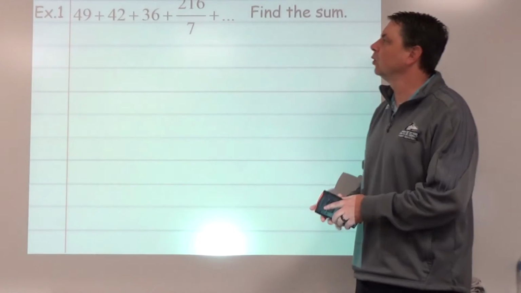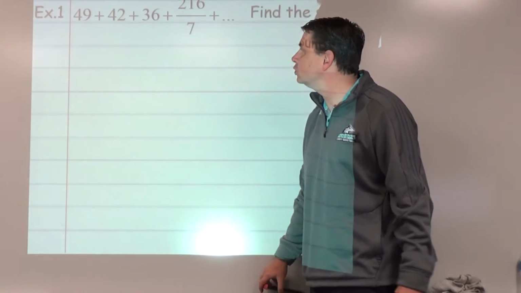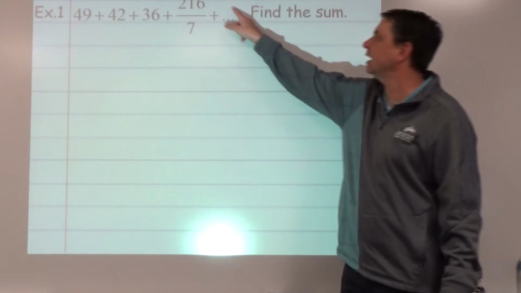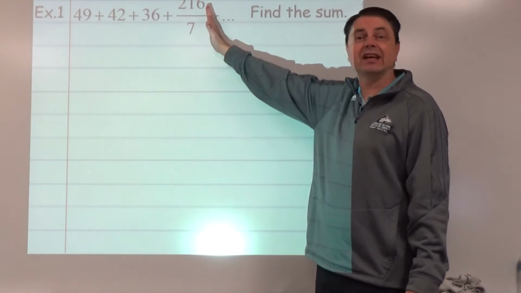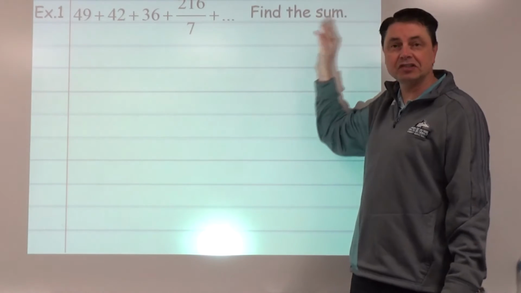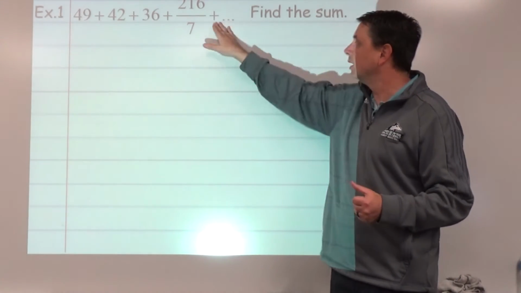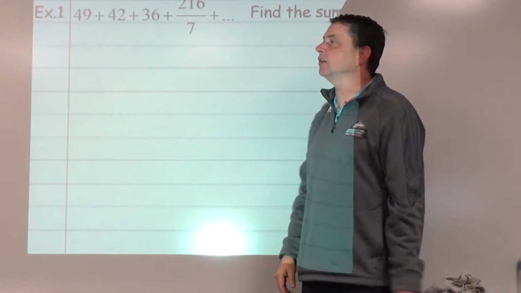So example number 1, 49 plus 42 plus 36 plus 216 over 7 plus dot dot dot. That's the key part there that says it keeps going. Find the sum, and it's not saying find s sub something. It says find the sum. It goes forever. So this is infinite.